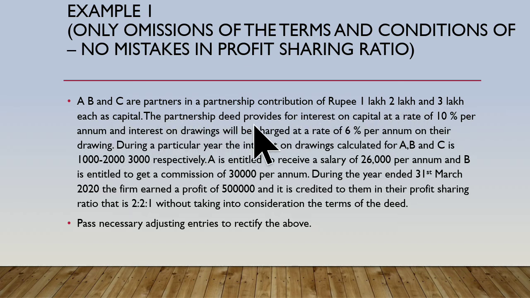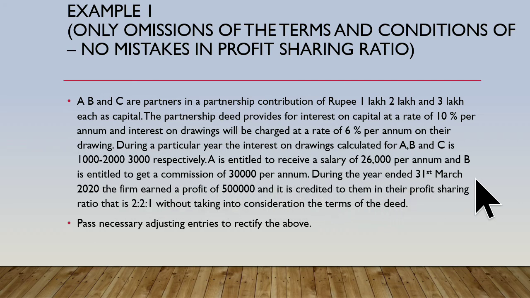The partnership deed provides interest on capital at a rate of 10% per annum, and interest on drawings will be charged at a rate of 6% per annum, right? And in the drawings, in the particular year, the interest on drawings calculated for A, B, C is 1,000, 2,000, 3,000 respectively. A is entitled to receive a salary of 26,000 per annum, and B is entitled to get a commission of 30,000 per annum.